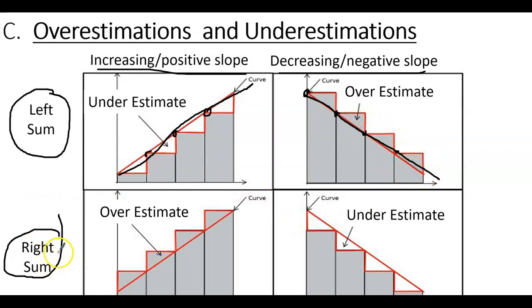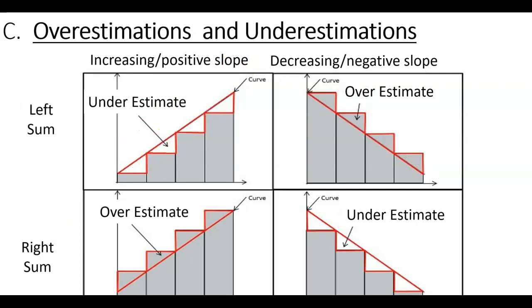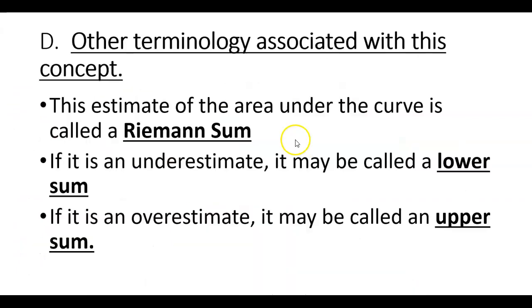And the opposite happens with right-handed sums. With a right-handed sum, if your function's increasing, then you get an overestimate. But if your function's decreasing, you get an underestimate. So it's really an interaction of two separate variables, two separate factors. Are we doing a left-handed or right-handed sum? And is my function increasing or decreasing?